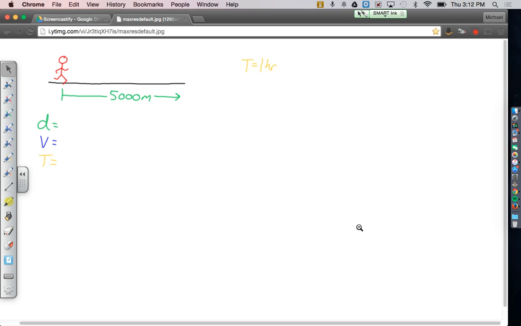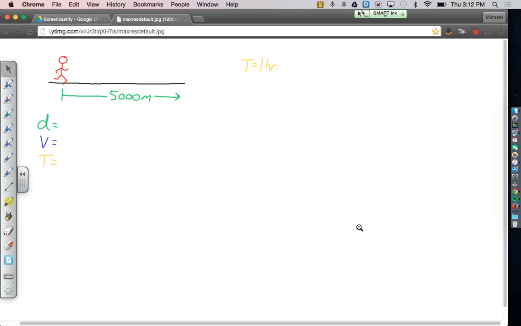In this problem, a person is walking 5,000 meters in 1 hour. We want to know what the person's average velocity was during this time. So the first part is we need to figure out, okay, we know that they walked for 1 hour, but we don't use hours. We want to use seconds. So how many seconds did they walk?